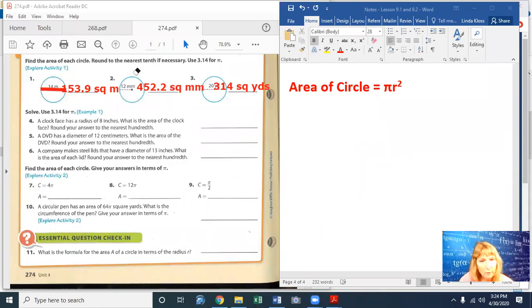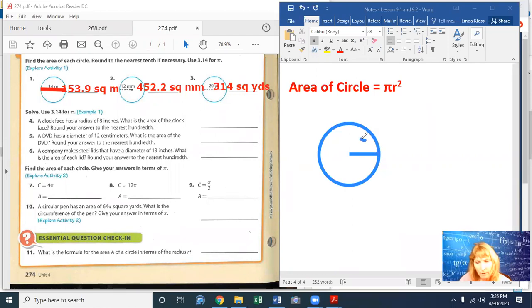A clock face has a radius, so if you want to draw a picture, you can. It's always helpful. It tells you the radius, so you know that's not the diameter. It's going to be just that far. So a clock face has a radius of 8 inches. What is the area?